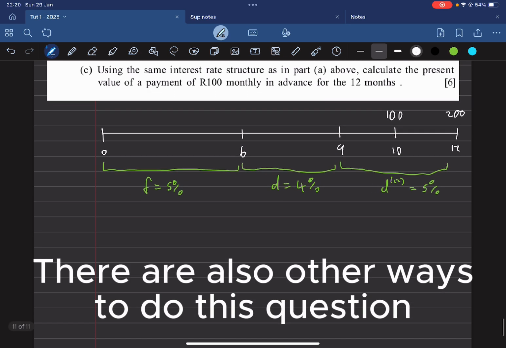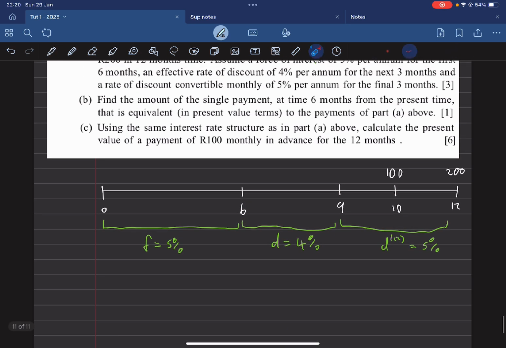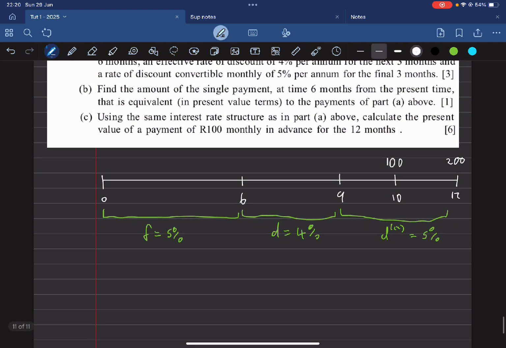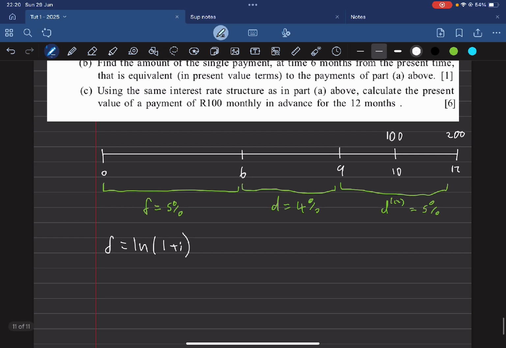So let's convert the force of interest one first. To get delta, the formula is delta is equal to ln of 1 plus i. We want to get i from this. That tells us that if we raise both sides to the power of e, i will be equal to e to the delta, and then we subtract 1.